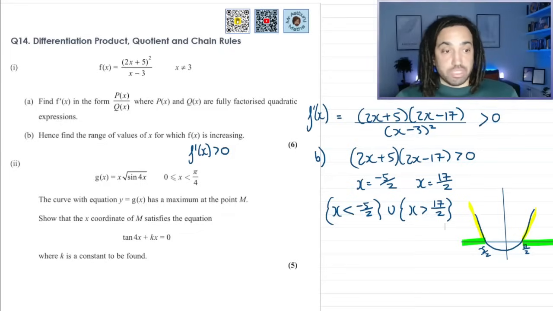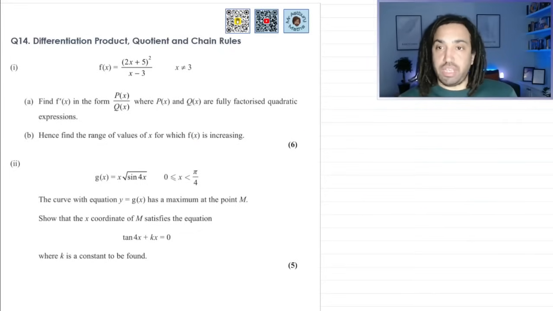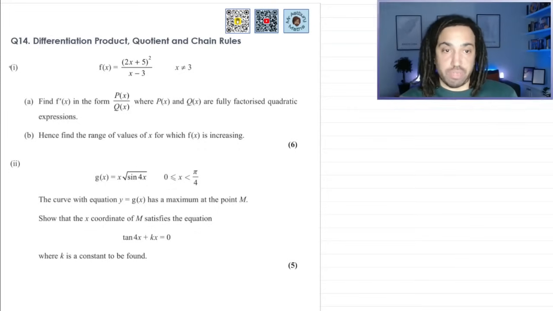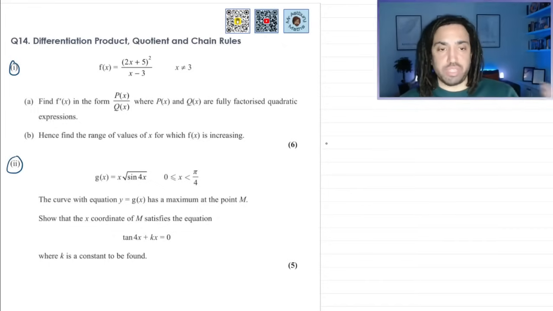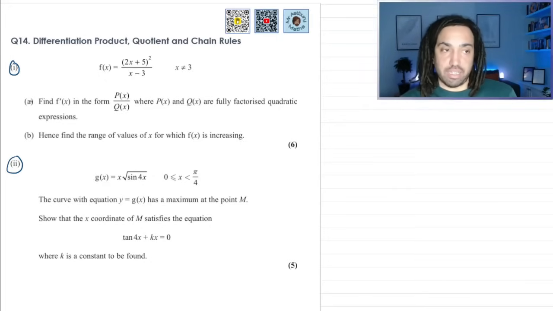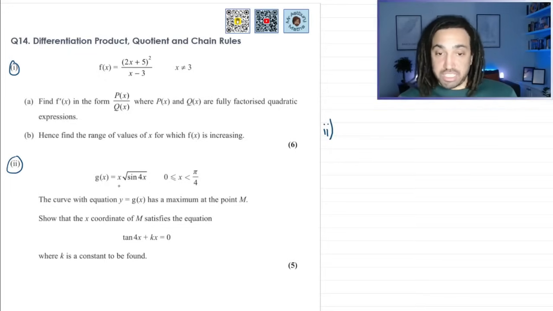Perfect. Okay, so now on to the next part. Interestingly, the way they've laid this out, this is part i, this is part ii. I think this means that the two parts are not related, so I don't need to use anything of this part in this part. If they were related, it would be a, i, b. I'm not sure if that's true, but I think it is. Anyway, part ii. Let's see if it is related at all. I don't think it is.